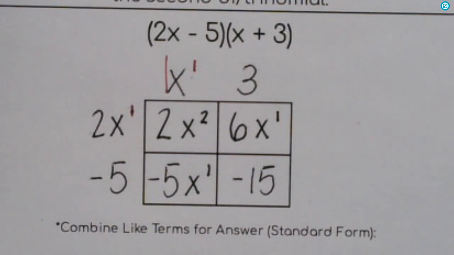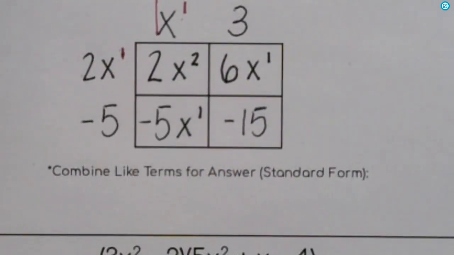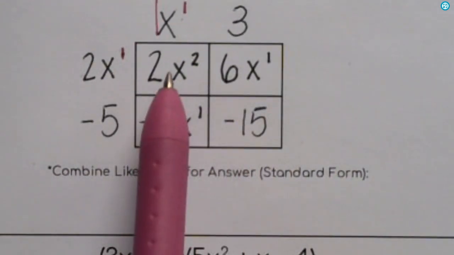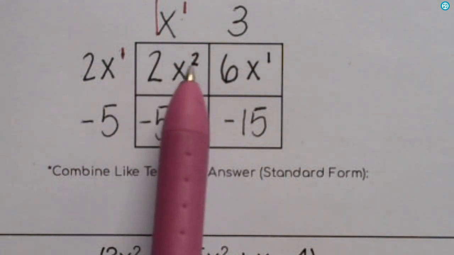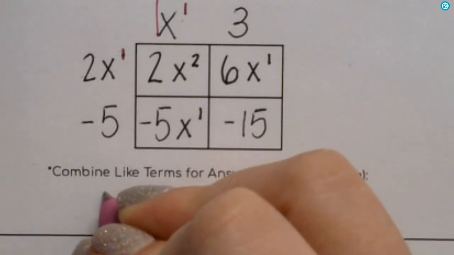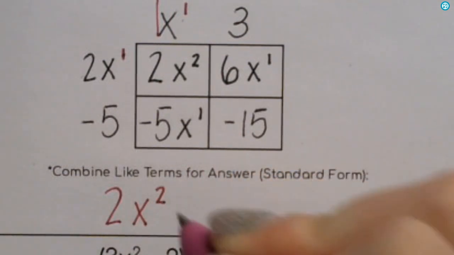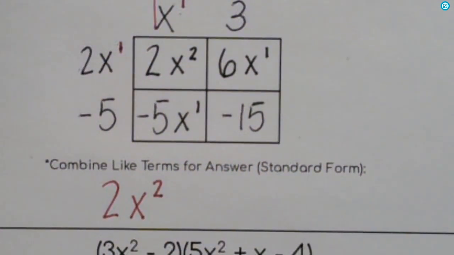Okay, so then in that case, we are ready to write our final answer. To write our final answer, we have to put it in standard form, and then we also have to combine any like terms. So to write our final answer for this one, we're going to start with our highest exponent. Your highest exponent should always be in the top left-hand corner of your box. So 2x squared goes first. There's no other x squared, so there's nothing I need to combine it with.